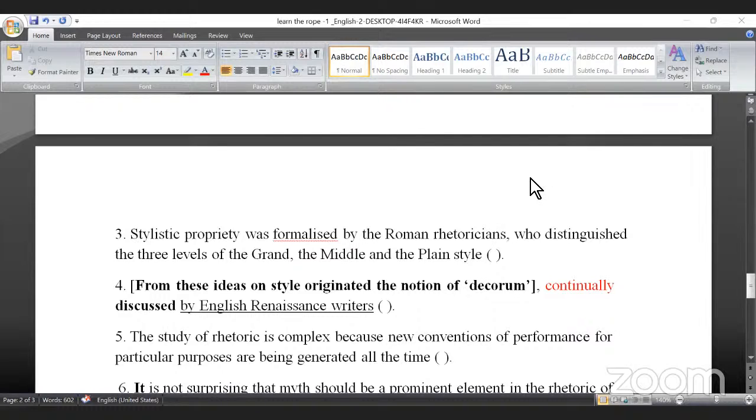These are already uploaded, Shashi Kumar. You can find them under the supplementary tab for the English 2 course. This was already uploaded last week, so you can access it from there. All of this you will find there.